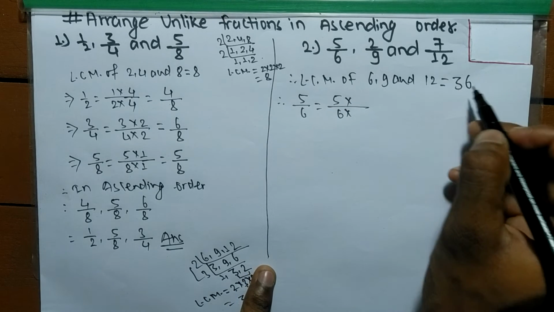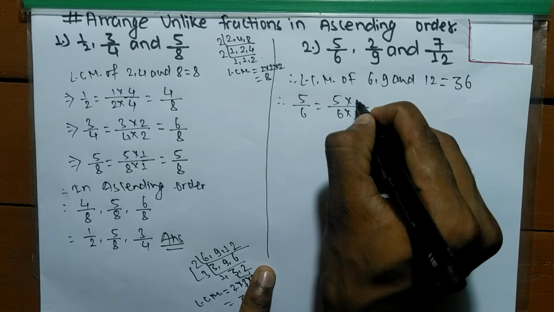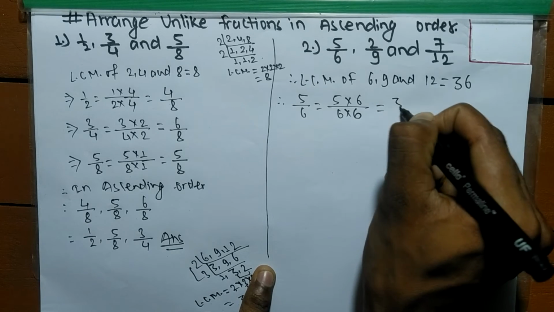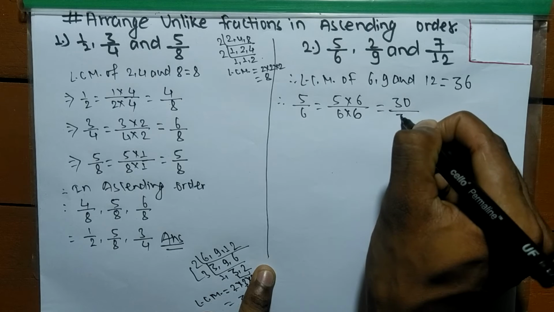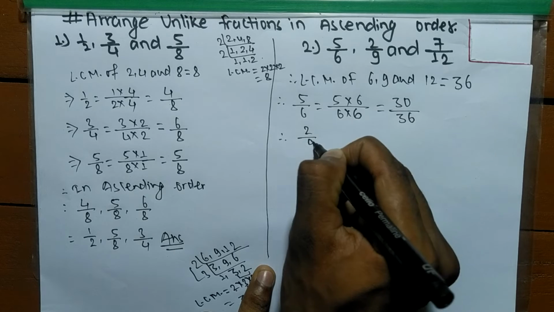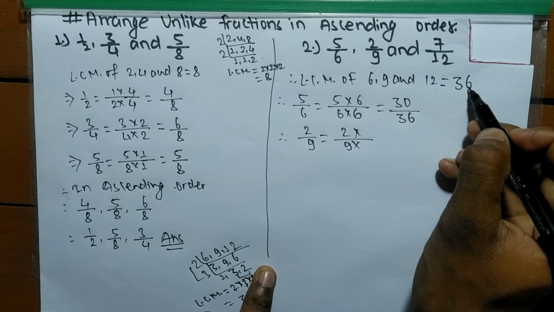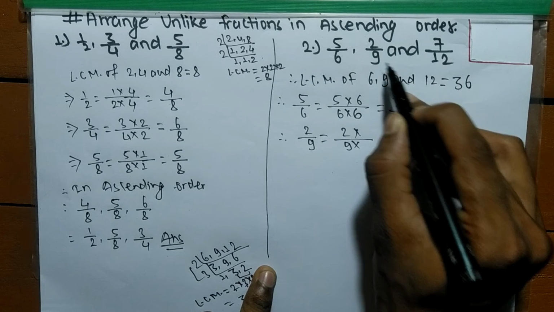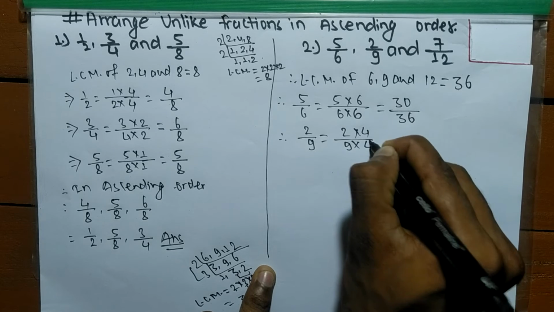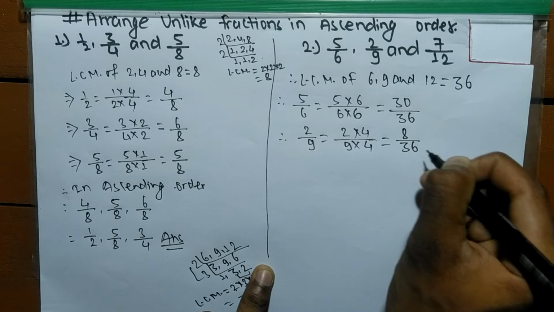Now we have to divide the LCM by the respective denominators. So 36 divided by 6 is 6. So we multiply by 6. So 5 times 6 means 30, and 6 times 6 means 36. Likewise, the second fraction is 2 by 9. Now divide the LCM 36 by the respective denominator 9. So 36 divided by 9 is 4. So multiply by 4. So 2 times 4 means 8, and 9 times 4 means 36.